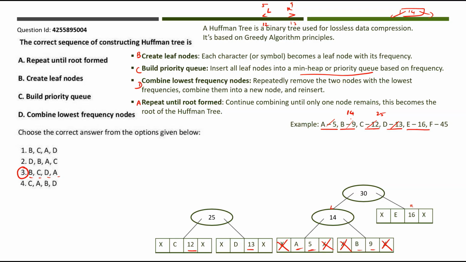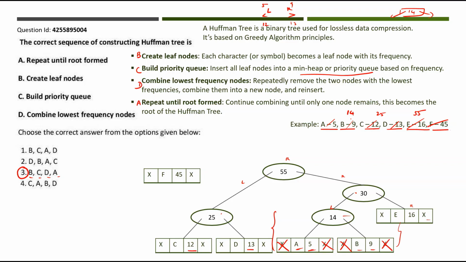But just see, F is having 45 which is far higher than 25 and 30. So we will combine 25 and 30. 25 plus 30 will give you 55. This is left side and this is right side. Now we have a value of 55 in the internal node part. F is 45. So making 55 as the right side, we will introduce F in the left side. So F along with 45 frequency is given as the left node here. So now we have left as 45, right as 55.